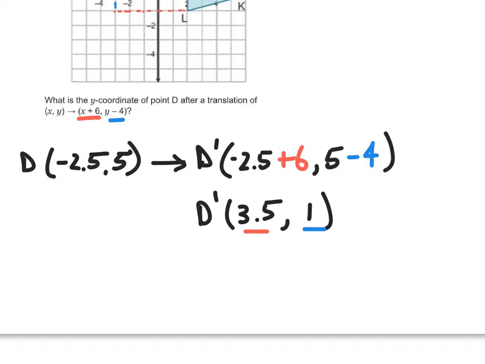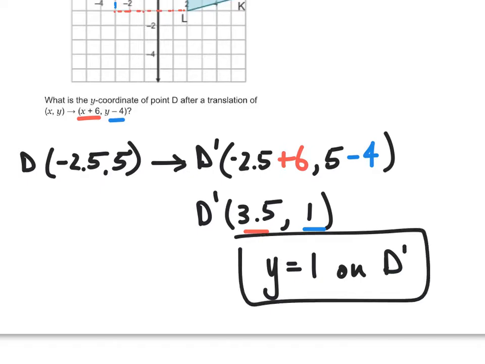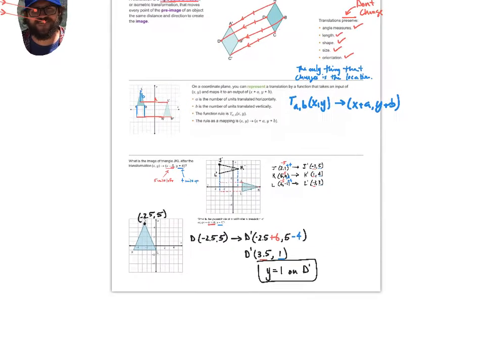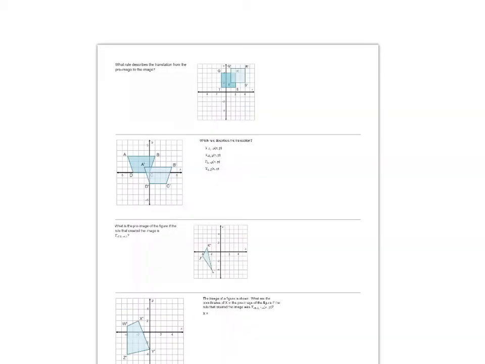Now the question was, what was the y coordinate of point D after a translation of this? And so we want to find the y coordinate of D prime, and so the value is that y would equal 1 on the point D prime. And that's what we're looking for. Okay, let's take a look at the next page.